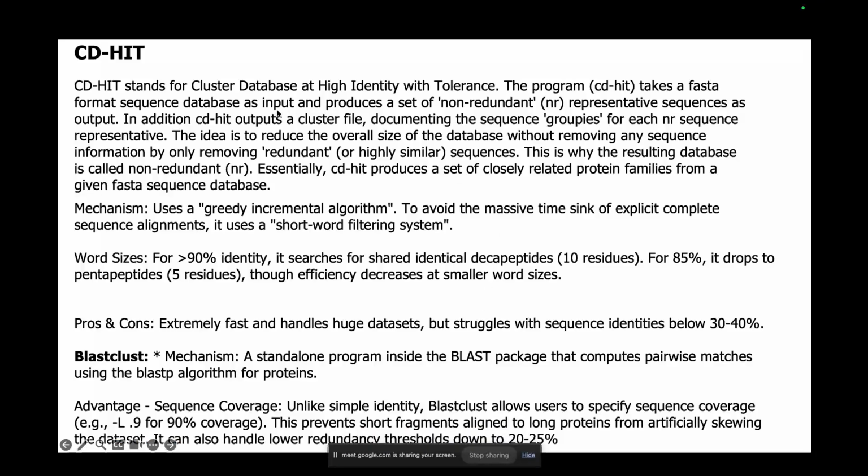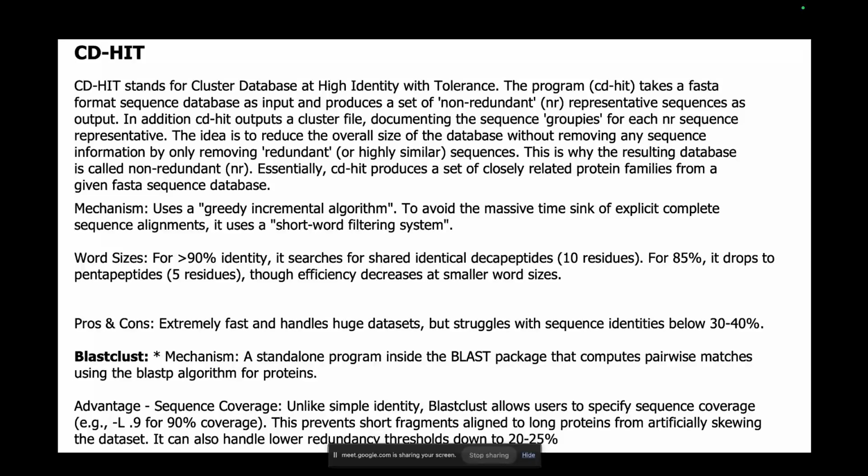CD-HIT stands for Cluster Database at High Identity with Tolerance, right? What it does is it takes a FASTA sequence. I hope you know what a FASTA sequence is. It's a file format where you store sequences, right? If you do not know what FASTA is, please use Google, it's a very simple format. You have a line describing the sequence, and then you have the sequence. Then again a line describing another sequence, and you have another sequence. This is how a FASTA file looks.